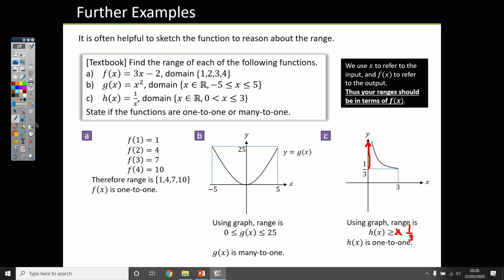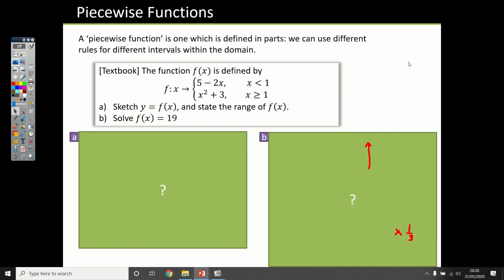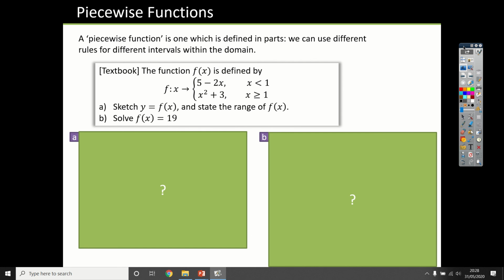Right, so that's the intro to functions. Very best of luck with the rest of the questions. I'm going to stop at piecewise functions. I might do a separate video on it, or maybe not. You can read through it. All this part is, is sticking two different functions together.